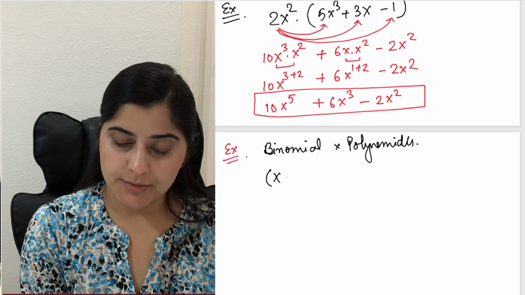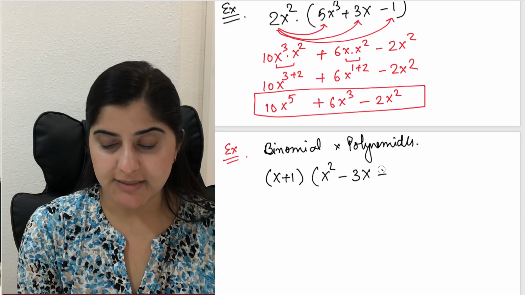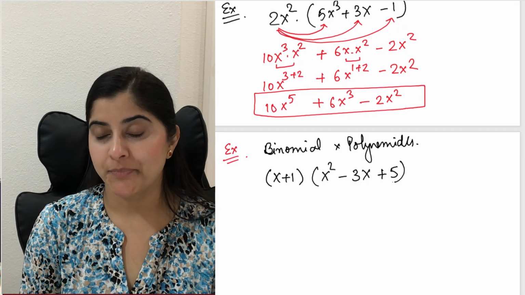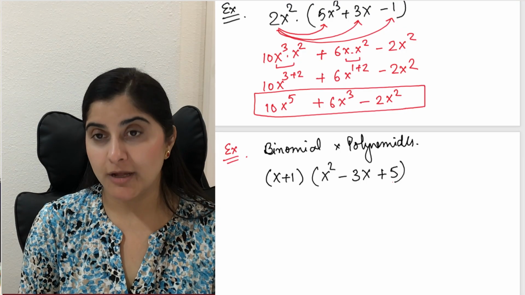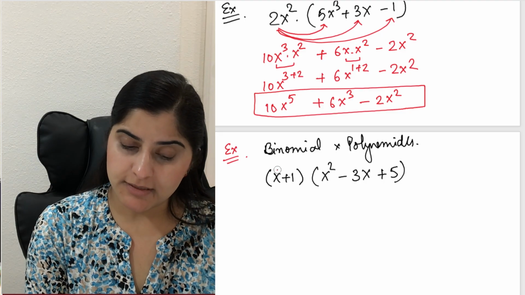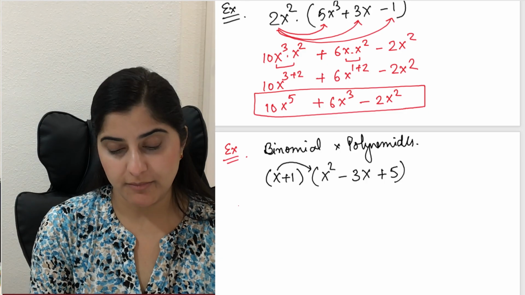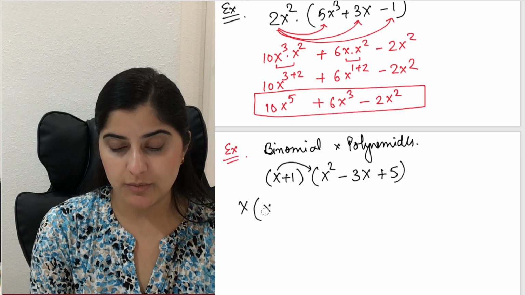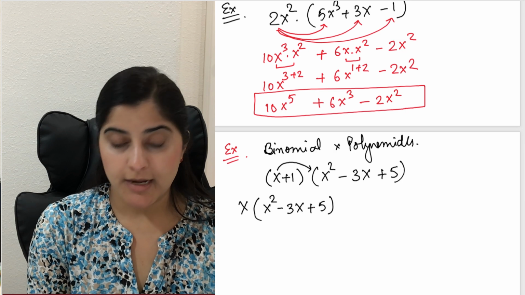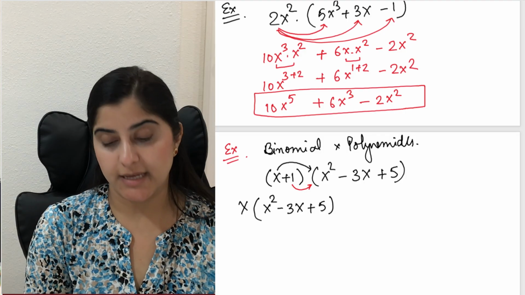So let's do x plus 1 times x squared minus 3x plus 5. Let's do the multiplication of these two polynomials. So we are going to use the foiling method. So what is that method? First we will take the first term of the first polynomial and multiply this with the second polynomial. So we will write x times the whole second polynomial. Now we are going to take the second term and multiply that with the second polynomial.